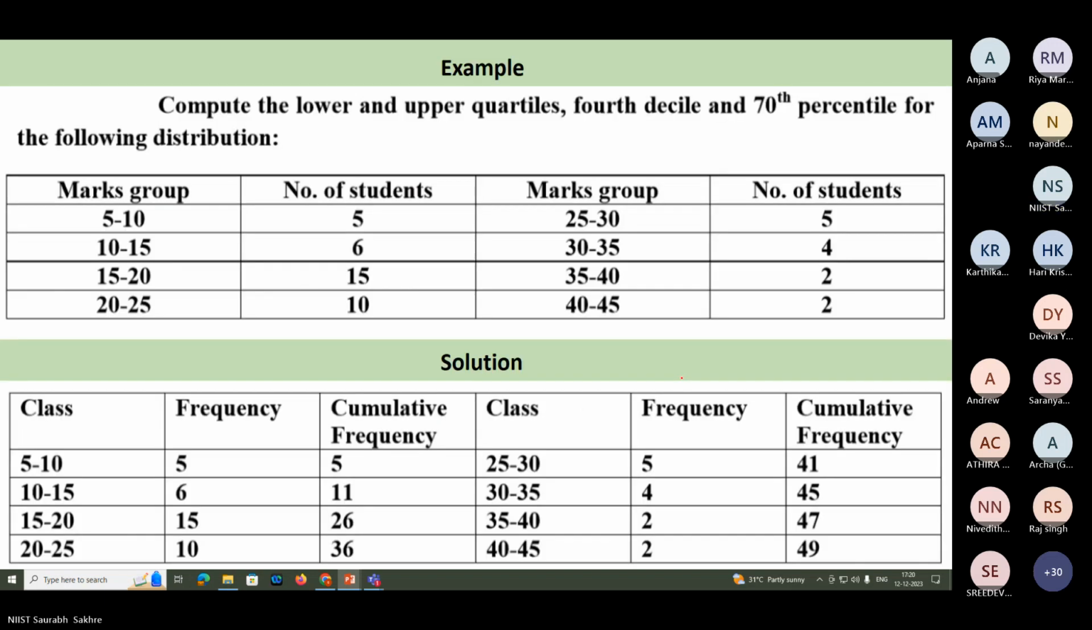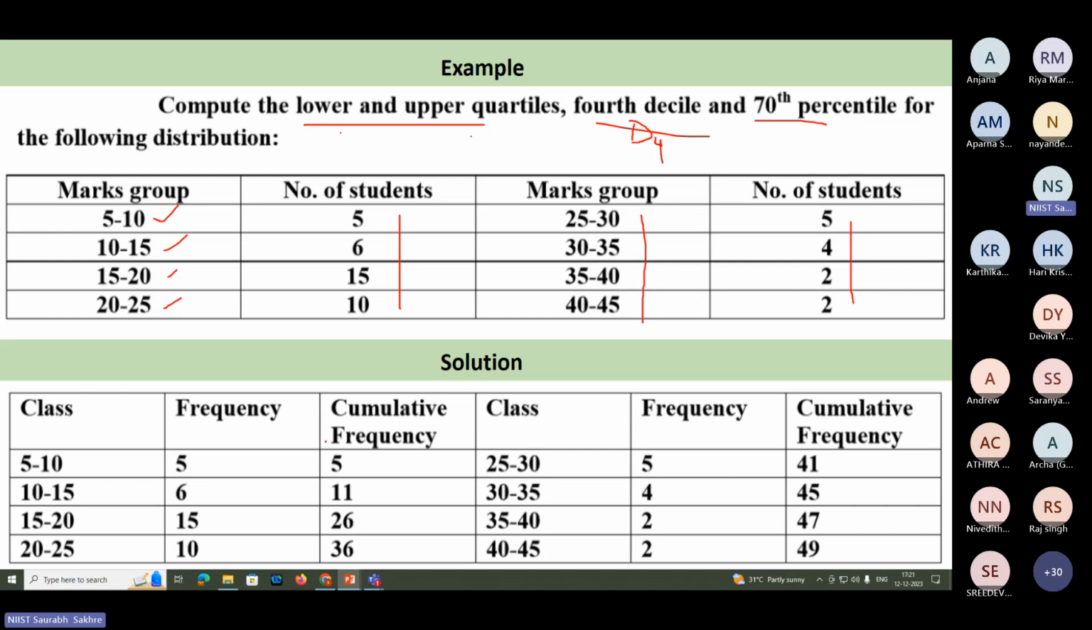We'll go ahead. Now the example. Compute the lower and upper quartile, 4th decile and 70th percentile for the following distribution. Lower and upper quartile means Q1, Q3. 4th decile means D4. And 70th percentile is P70. The table is given: group of marks 5 to 10, 10 to 15, 15 to 20, 20 to 25, 25 to 30, 30 to 35, 35 to 40, 40 to 45, with number of students 5, 6, 15, 10, 5, 4, 2, 2.